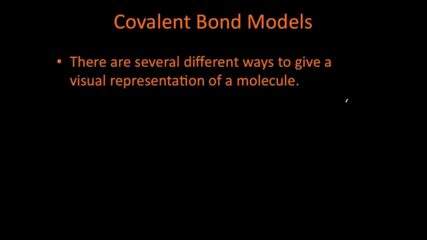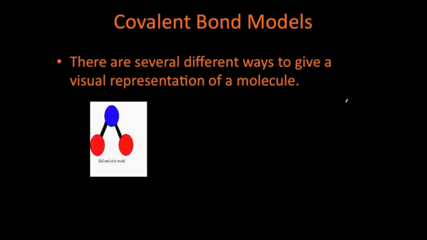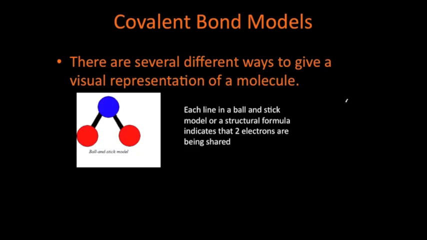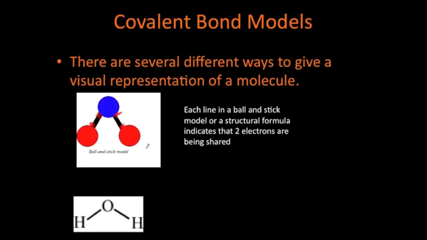So, covalent bond models. There are several different ways that you can show a visual representation of a covalent molecule. We said the ball and stick model. In this model, each line in a ball and stick indicates that 2 electrons are being shared. Remember, we showed you that before. So there's an electron here, an electron here being shared, an electron here, and an electron here being shared. And there it is again. That's your standard water stick model, H2O.